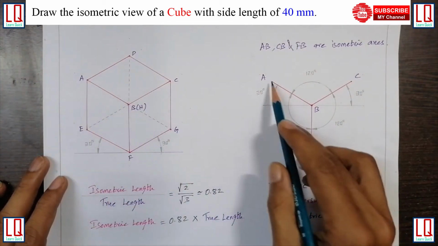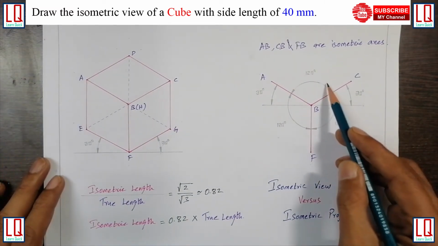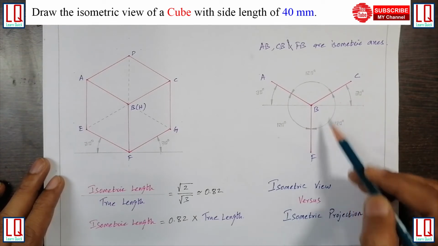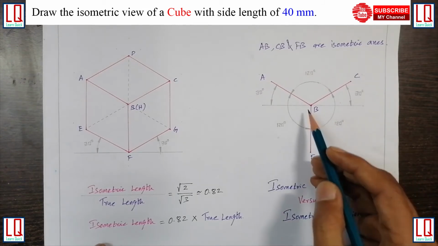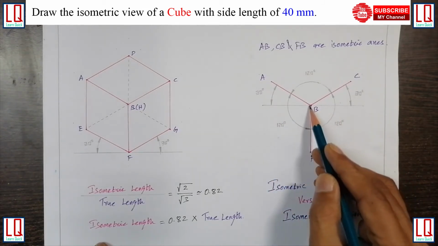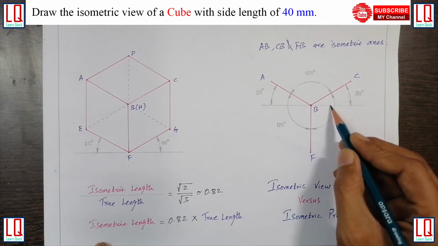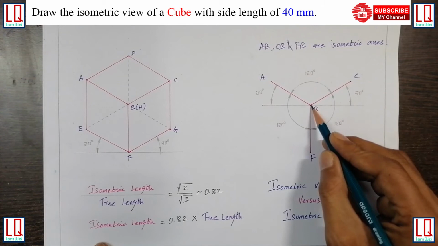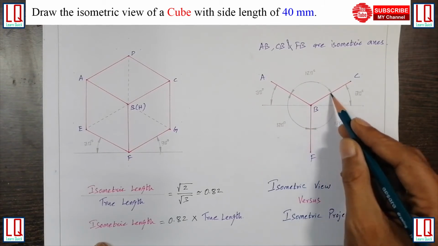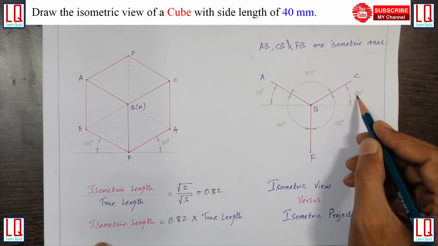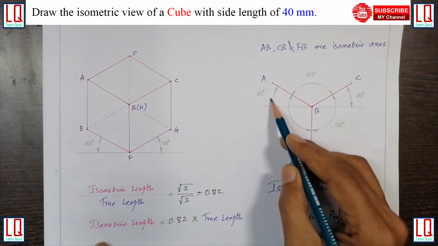So I have taken the AB, BF and BC isometric axis separately. Now you can see each line has an angle of 120 degree in isometric projection. If I draw a horizontal line passing through B, then the angle between the horizontal line and the isometric axis BF is 90 degree, whereas the remaining angle is 30 degree. Similarly here, this is 90 degree and this is 30 degree.